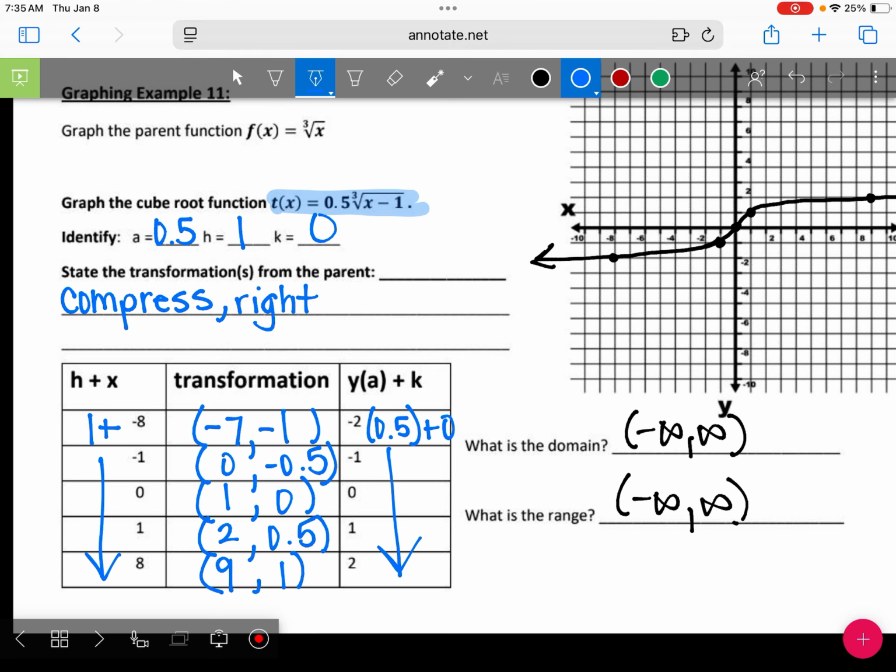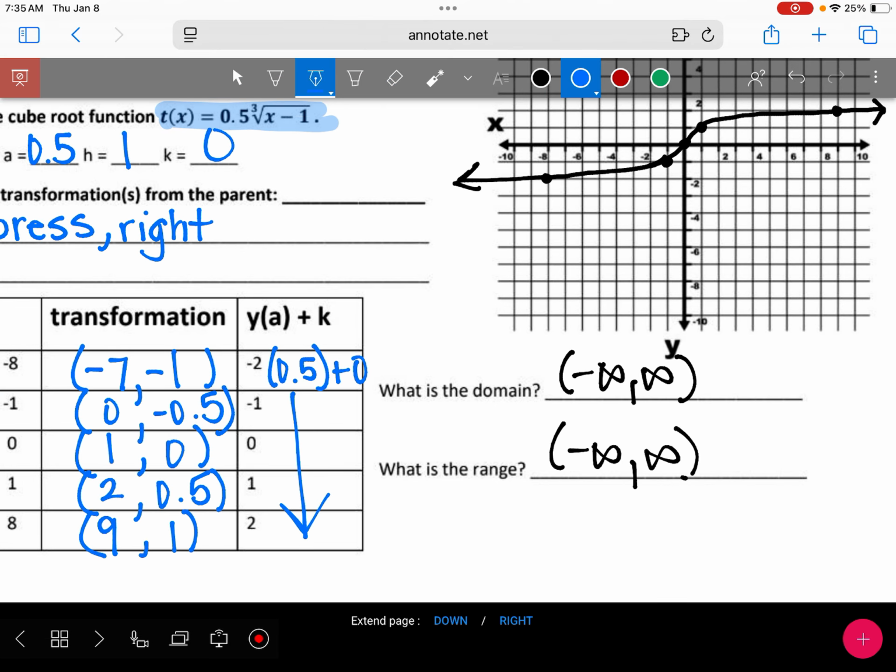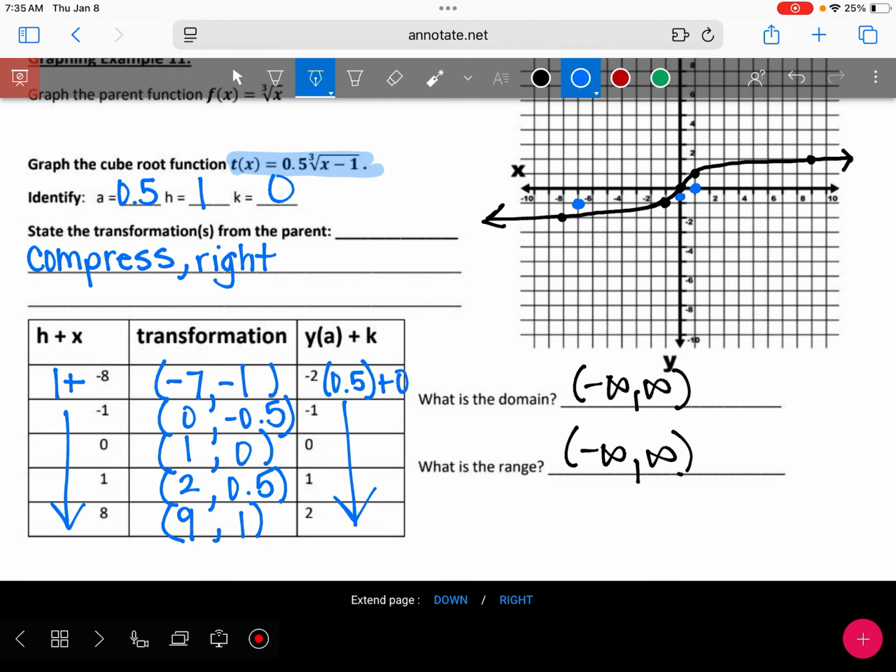All right, so these are the points I got. So let's go ahead and plot it. So -7, down 1. At the 0, it's like halfway down. It's a little bitty point in the middle. Let me go ahead and zoom in. Then at 1, 0. Then at 2, we go up just halfway. And at 9, we go up 1.